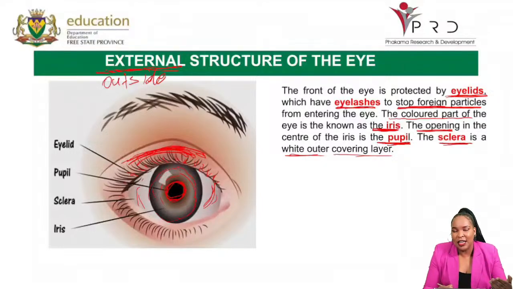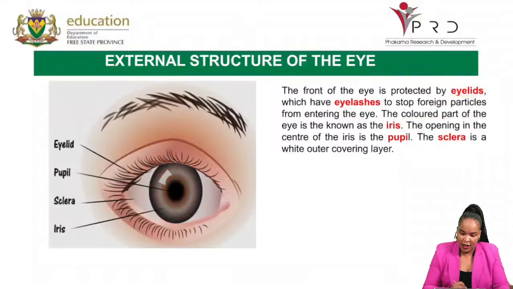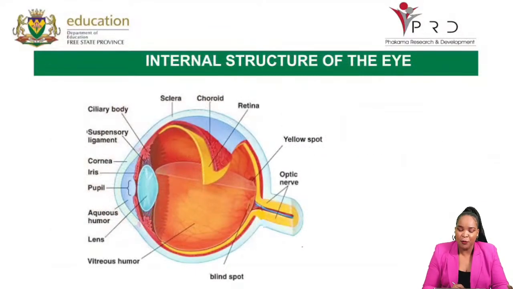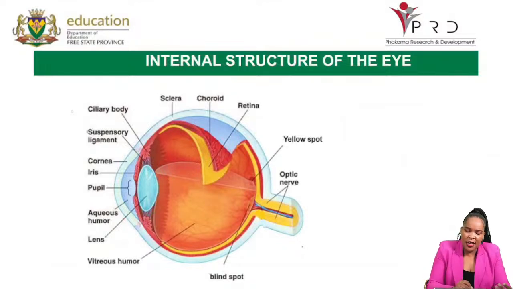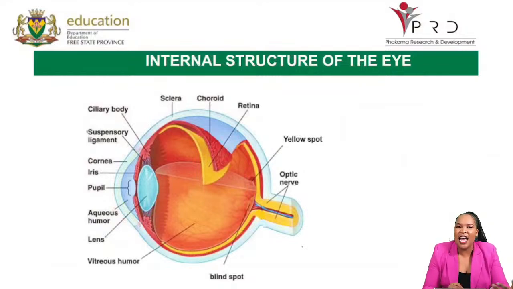But there are parts that we need to see that are on the inside, meaning the internal structure of the eye. Let us take a look at the internal structure of the eye. For you to study these labels, remember, they may seem intimidating. There are a lot of names that you have not heard of when you were doing grade 1 or grade 2. These are new names for you in grade 12.